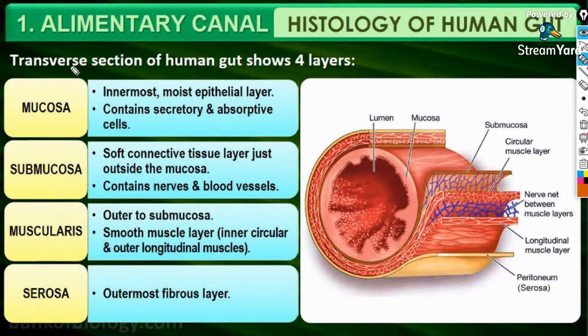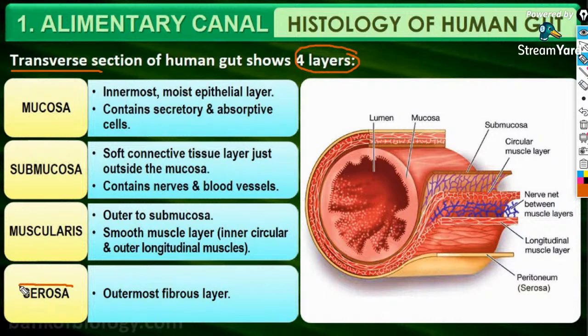So, the transverse section of the human gut has 4 layers. Okay, 4 layers. I'm receiving your charts with a delay, that's why. So, 4 layers. Let's start from the outermost part itself.